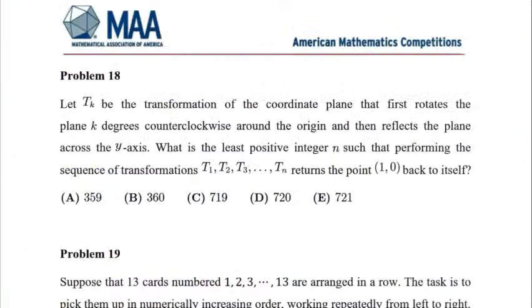AMC 12A 2022, problem number 18. Let T_k be the transformation of the coordinate plane that first rotates the plane k degrees counterclockwise around the origin and then reflects the plane across the y-axis. What's the least positive integer n such that performing the sequence of transformations T_1, T_2, T_3, ..., T_n returns the point (1, 0) back to itself?